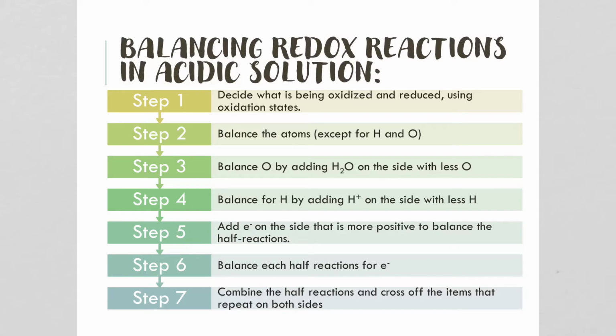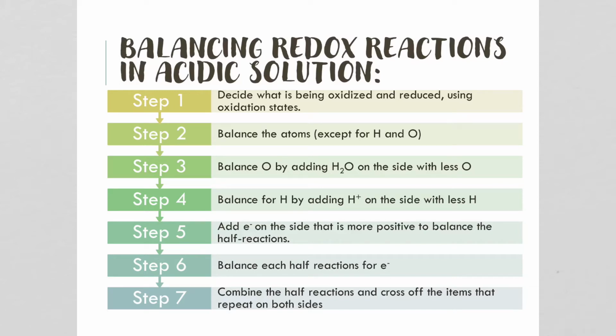So first thing you need to do is figure out what is being oxidized and what is being reduced, and you do that by using the oxidation states. Then you balance the atoms, everything except for hydrogen and oxygen. And then you balance the oxygen by adding water on the side that has the less oxygen. And you balance for hydrogen by adding protons on the side with less hydrogen. Then you add electrons on the side that's more positive to balance out the half reactions.